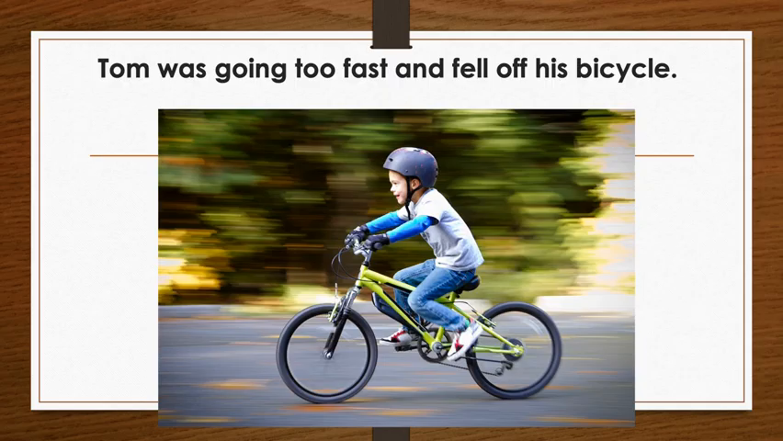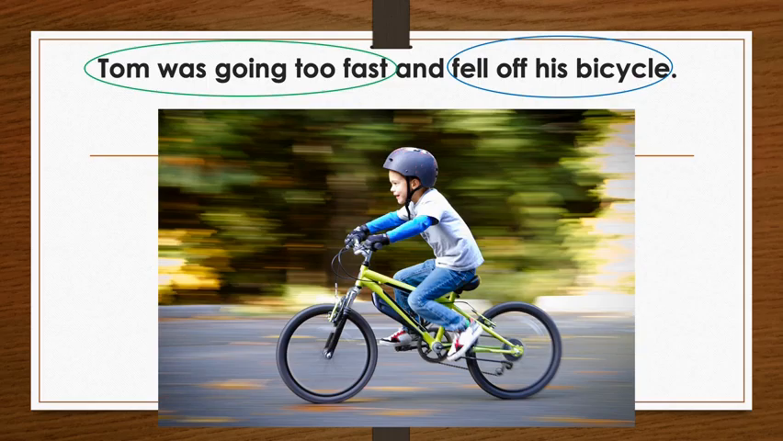Here's another sentence, class. Read along with me. Tom was going too fast and fell off his bicycle. Do you see any clue words in this sentence? Look closely. If you said and, you were correct. Awesome looking out. Now take a look at the circled statements. Tom was going too fast.